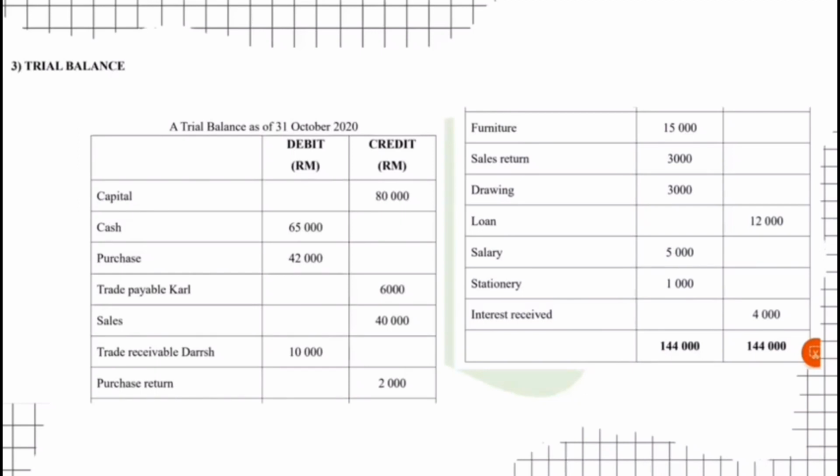Trade receivable is 10,000 ringgit in debit. Purchase return is 2,000 ringgit in credit. Furniture is 5,000 ringgit in debit.